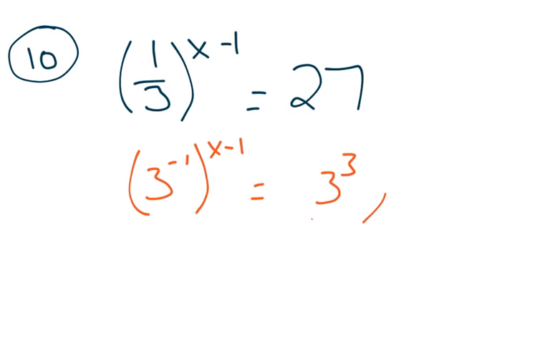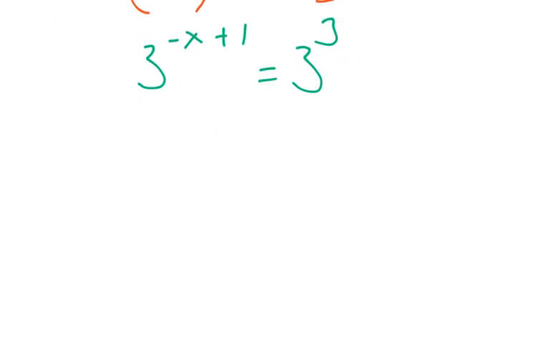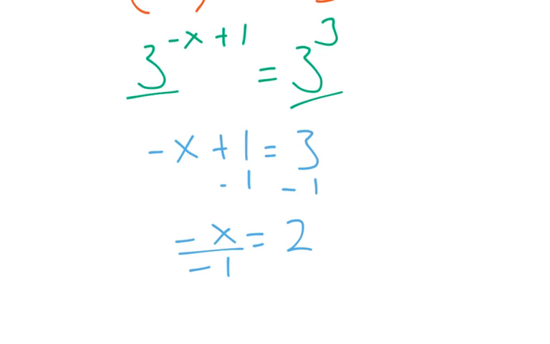I can erase these parentheses because we're not going to be raising this to any power out here. We do need the parentheses here, though, because this is going to be distribution. So we get 3 to the negative x plus 1 power is equal to 3 to the third, and since we have the bases the same now, we can just drop them and set the exponents equal to each other. Negative x plus 1 is equal to 3. Two-step equation here, we'll subtract 1, so negative x is equal to 2. Divide by negative 1 gives us x equals negative 2.